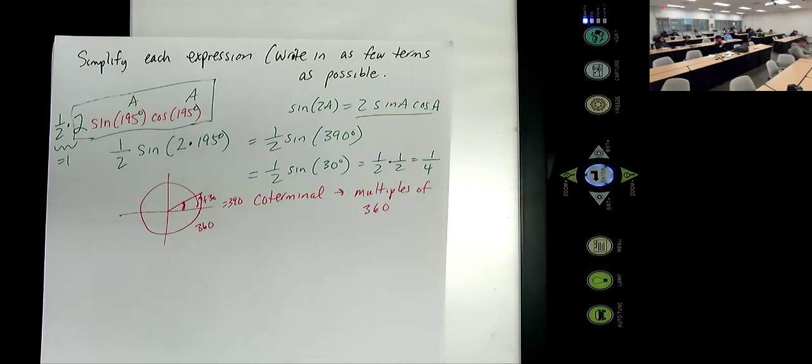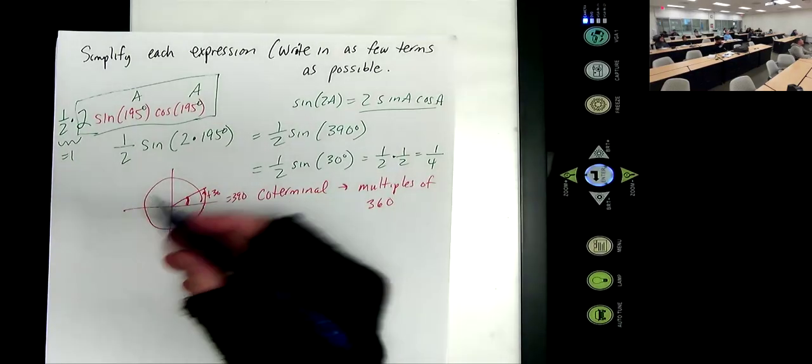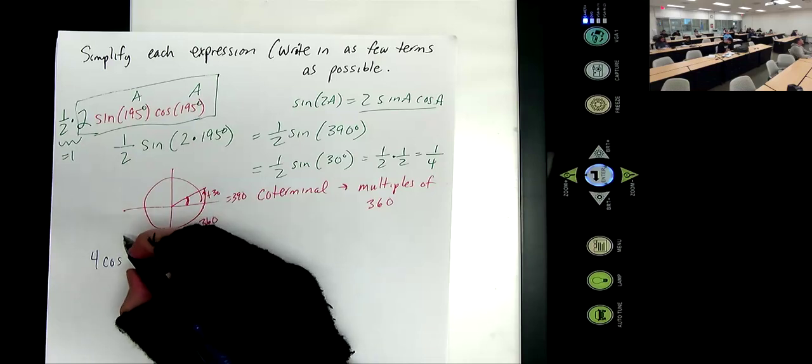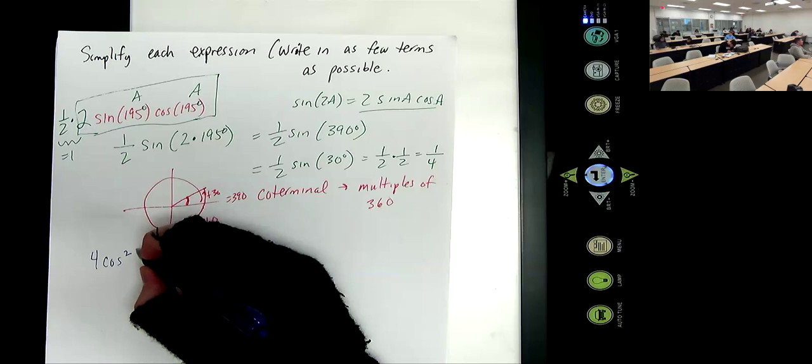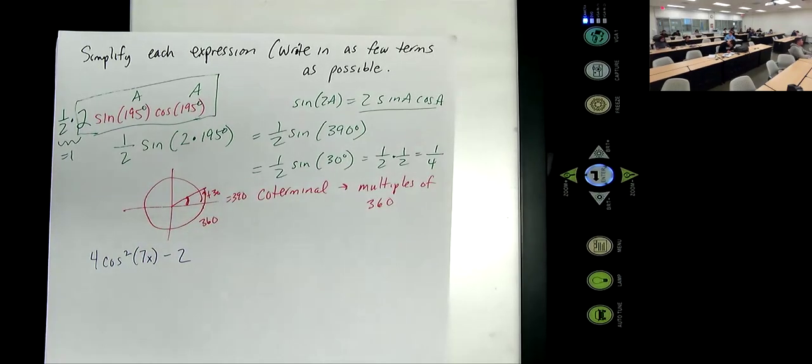What about, this will be fun, 4 cosine squared of 7x minus 2. I upped it. They had a little bit easier, but I said, forget all that.